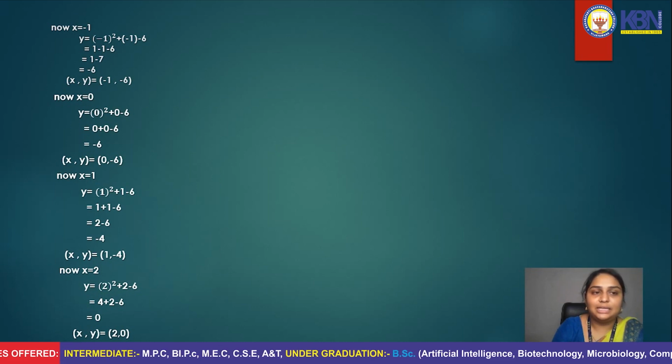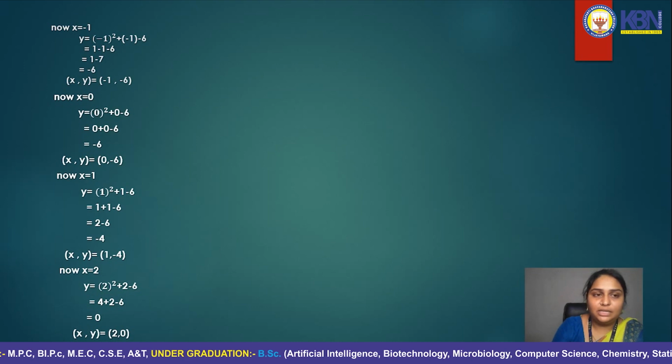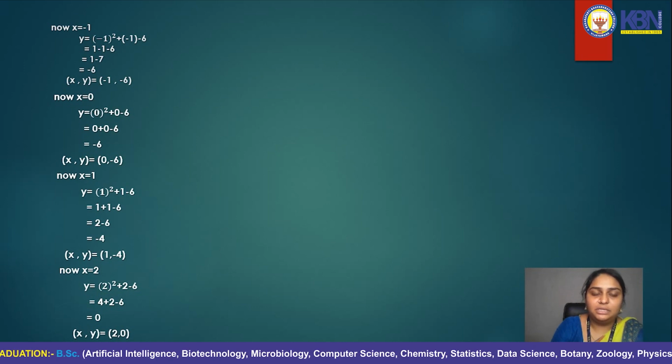Similarly, we do for x is equal to 0. That means we have to substitute x equal to 0 in the given function f of x, which is equal to y equal to 0 square plus 0 minus 6. That means 0 plus 0 minus 6 is equal to minus 6. That means the given point becomes, when substituting x equal to 0, minus 6. Therefore, x comma y is equal to 0 comma minus 6.